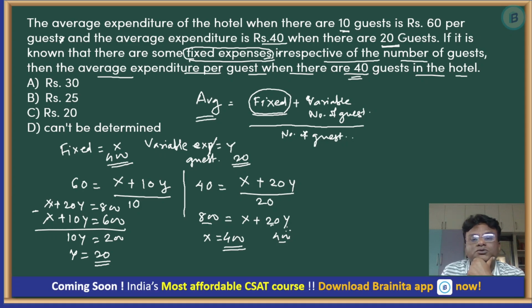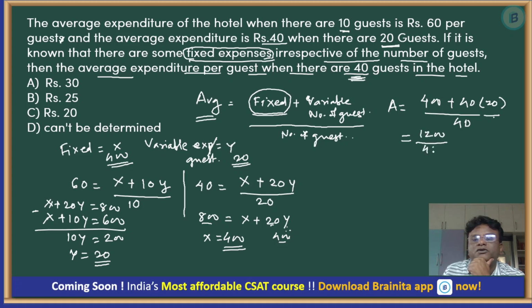Now I will come back to what is asked. I have been given that there are 40 guests in the hotel. So average is equal to fixed expenses 400 plus 40 guests, that is 40 into 20, divided by 40. So this is 40 into 20, 800 plus 400, 1200, divided by 40, that is 30. So that's my answer, option A.